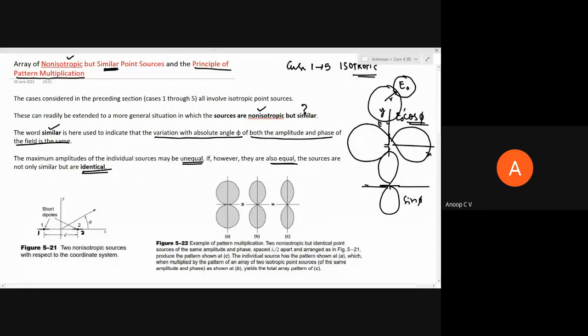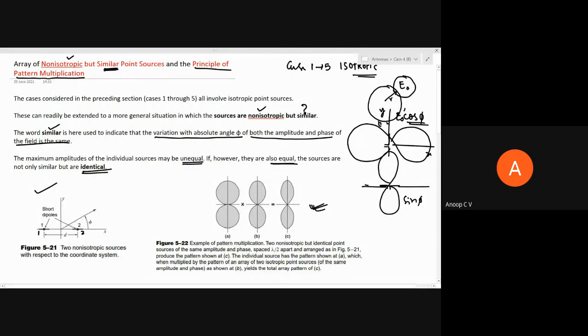If you use two dipoles excited with the same voltage and phase, then they are called non-isotropic identical sources. If the amplitudes are different, we call them similar. If amplitudes are also the same, it's not only similar but identical. So we are going to discuss an array of two non-isotropic but similar point sources. It will lead us to the principle of pattern multiplication. This is what we should conclude at the end, but I know you won't be able to appreciate it now.